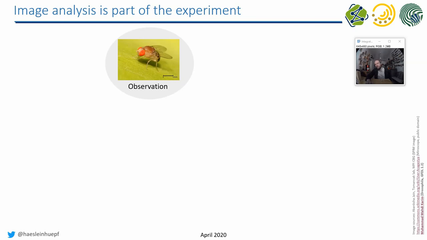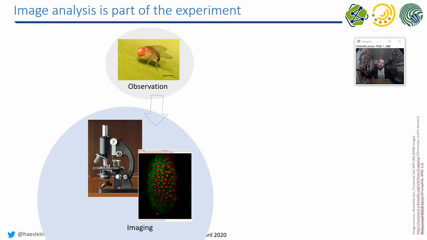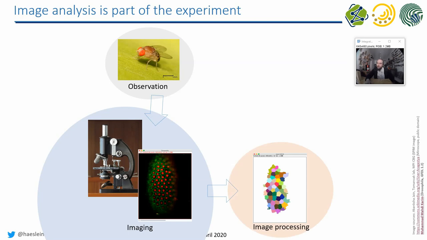So let's assume we have an observation. For example, we observed this fruit fly and we want to understand a bit better how its development happens. So we take a microscope, we make some images of, in this case, a Drosophila embryo. Then we do image processing. So we take an image and we make different images out of it. In this case, that's a parametric image. I will show you later what that means.